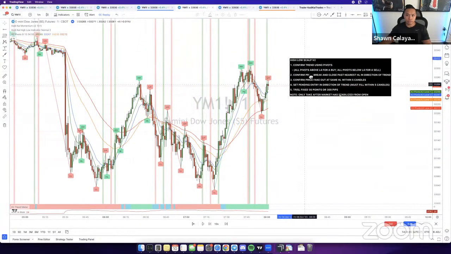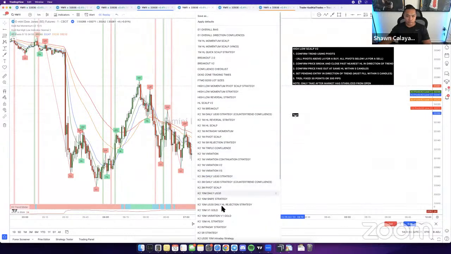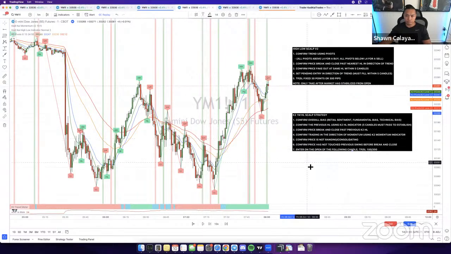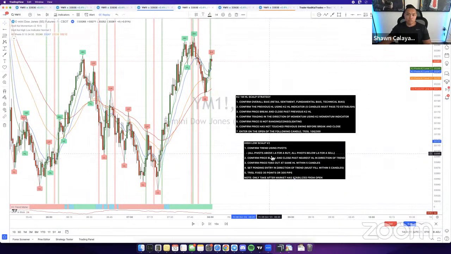So the difference between this high low scalp and the original, let me just show you guys real quick. Let me put them side by side so that you guys can see the difference between the two. The main difference with high low scalp V2 is that you're not confirming the overall bias, you're just confirming the trend. Let me put an arrow where things are slightly different.